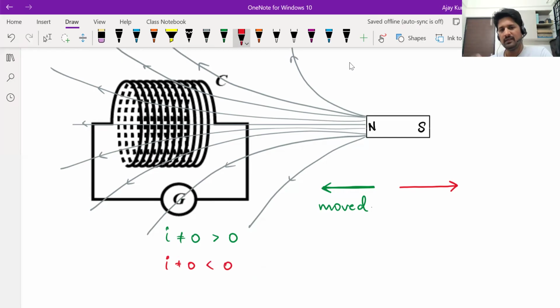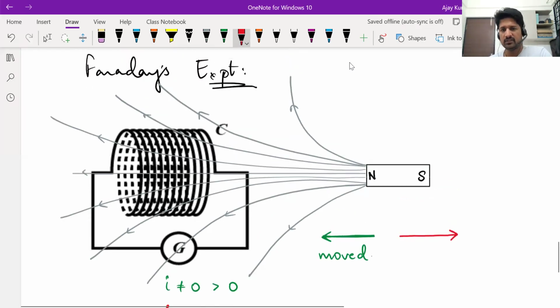Then he did the reverse. What is the reverse? He kept the magnet stationary and moved the coil towards it and away from it and noted the observations. Something similar was observed. There was current produced in the coil. The galvanometer shows some deflection, and when the coil is brought closer to the magnet, the galvanometer deflects in one direction. When it is taken away from the magnet, it deflects in the opposite direction.